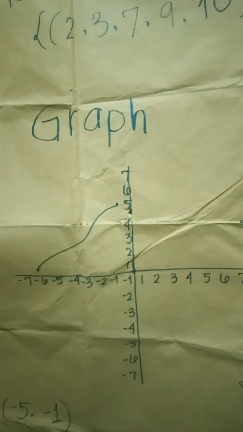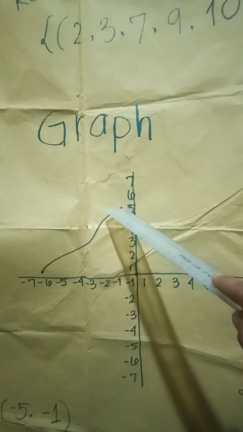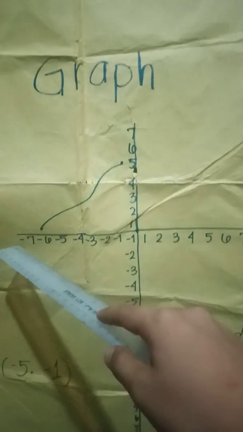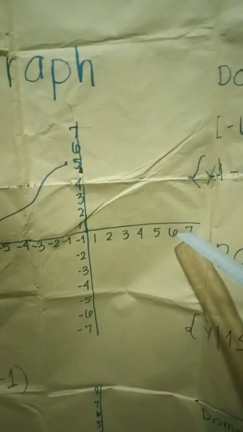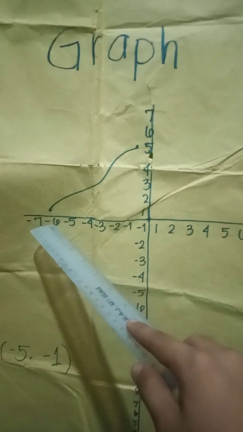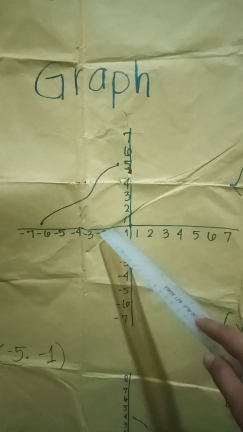You might be thinking, why is it -6 and -1, but the dot is pointing on 5? So here's what you're going to do. All you need is to just focus on this. So here's the -6 and -1. Here it is.